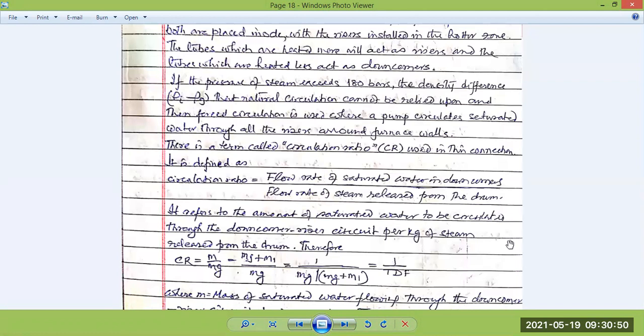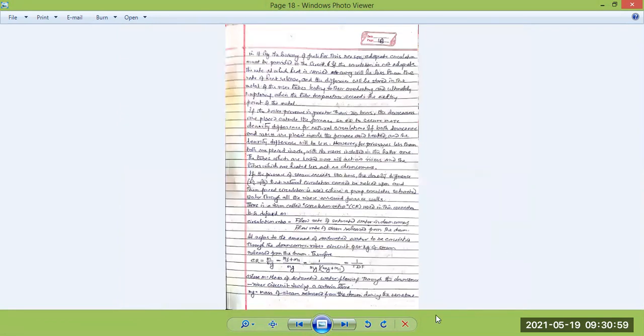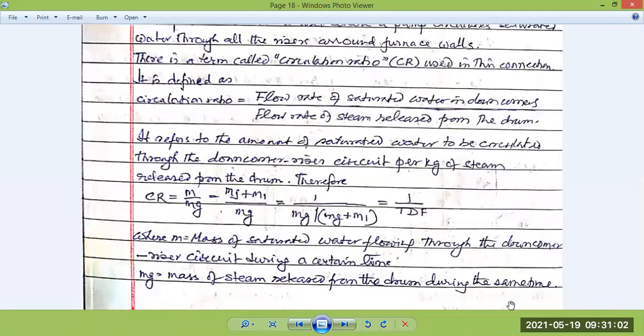Therefore, the circulation ratio CR is equal to m divided by mg, where m is the rate of the fluid plus the mixture itself, where m is equal to m1 plus mg. Here m is the mass of saturated water flowing through the downcomers and riser circuit during a certain time, and mg is the mass of steam released from the drum during the same time.